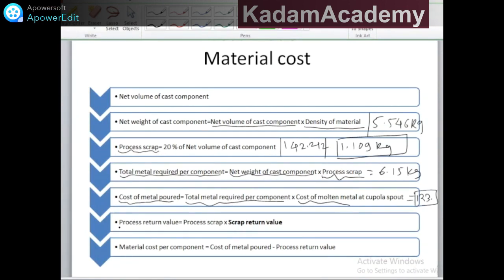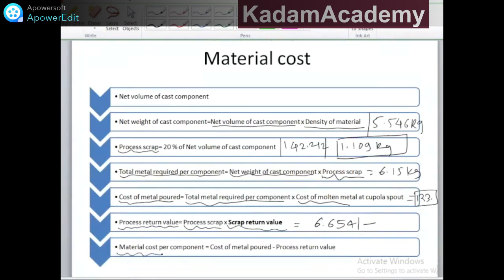Now let us tell me what is the process return value. So what is the process return value? When you sell the scrap to the vendor, he will give the return on that scrap. So how to find out that? That is process scrap weight into scrap return value. The scrap return value is already mentioned in your data. So please tell me what is that? 6.654 INR.